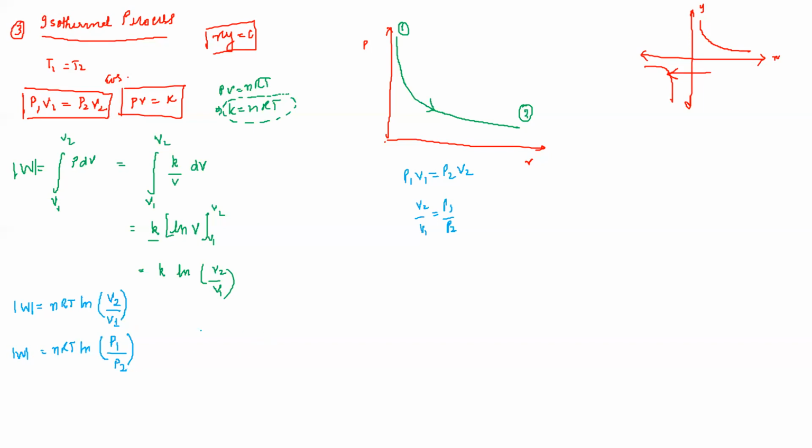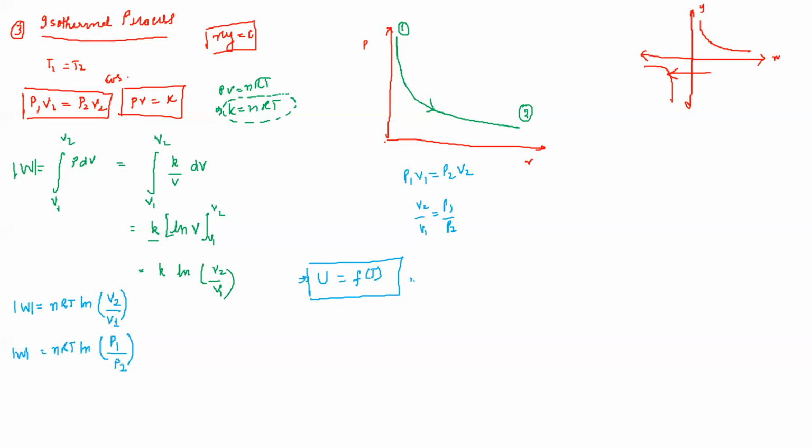And for an isothermal process, remember, temperature is constant. And for an ideal reversible system, the internal energy only and only depends on temperature. So if temperature is constant, even internal energy is going to be constant.